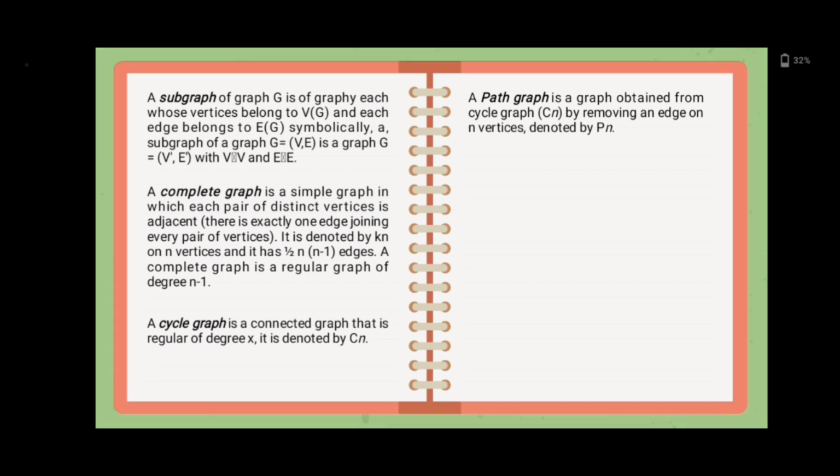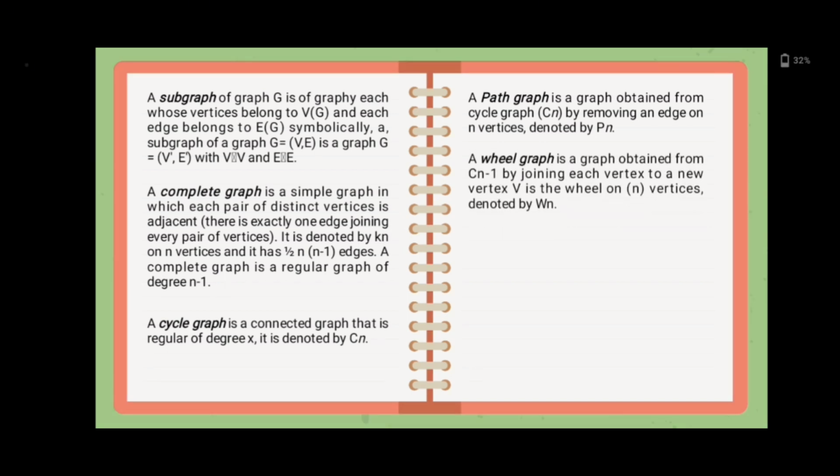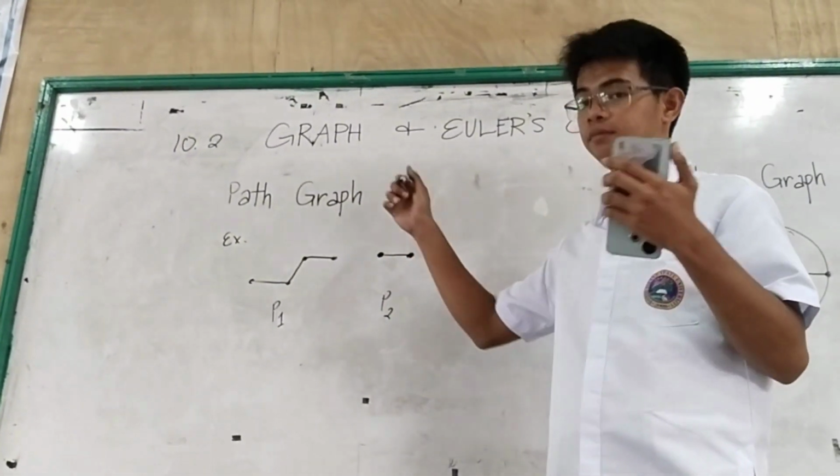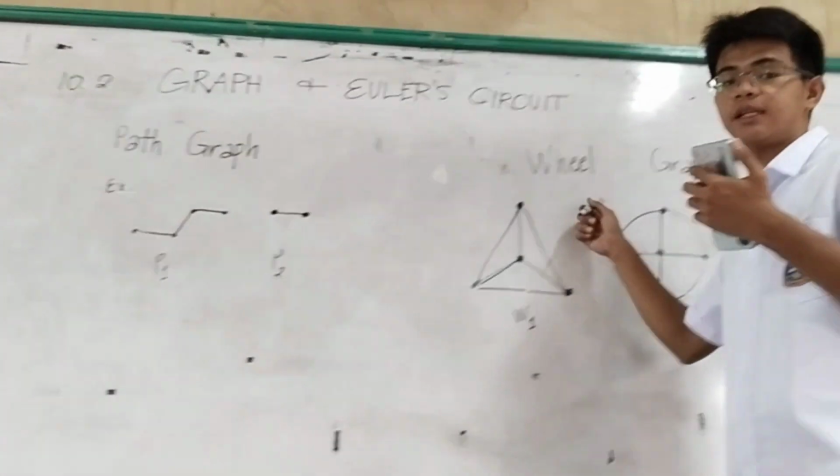And side by side by path graph is a wheel graph. A wheel graph is a graph obtained from C sub n minus 1 by joining each vertex to a new vertex V. It is the wheel on n vertices, denoted by W sub n. So here are some graphs that are an example of a path graph, and then here are also some graphs that are an example of a wheel graph.